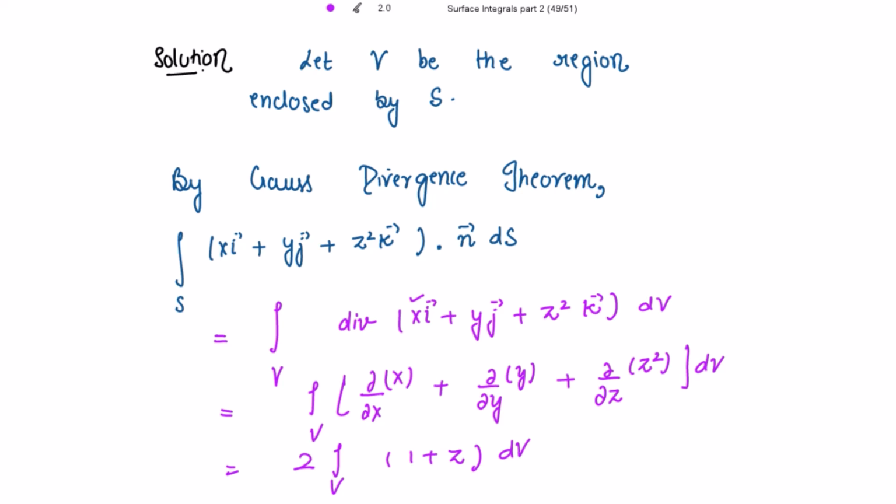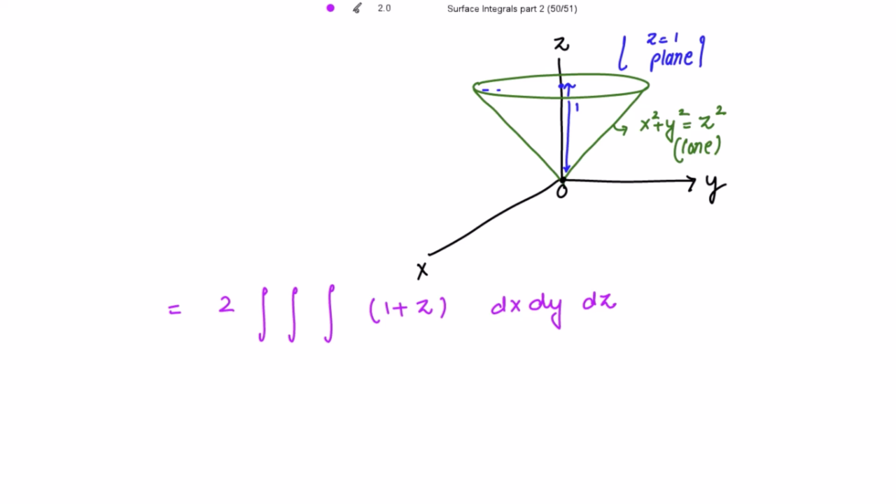Now we can write this volume integral as a triple integral, writing dV as dx dy dz, and now we need to mention the limits. The limits of x depend upon y and z, so we need to write the limits of x in terms of y and z. In this diagram, the cone is given to us, x² plus y² equal to z², and this plane z equal to 1 is given to us.